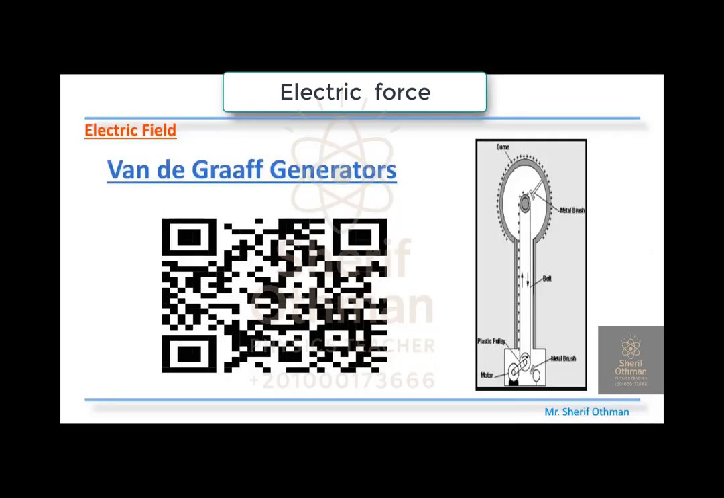Van de Graaff generator, guys. A Van de Graaff generator is a set which, depending on a belt, this belt is rotating on two balls to make friction with the balls, collecting negative charge and making the electrostatic charge collected on the metal dome or metal ball.